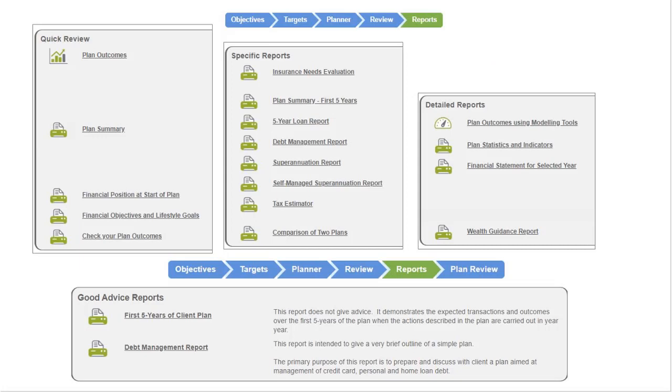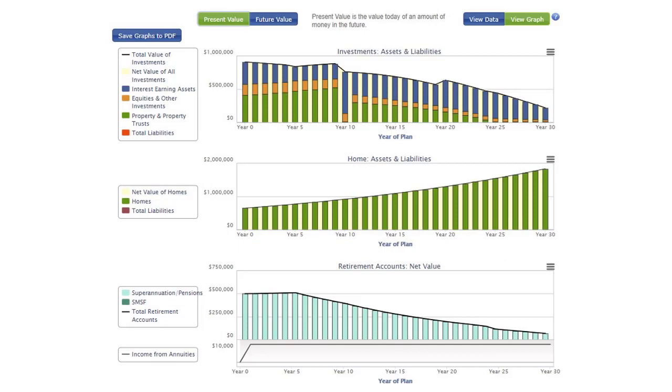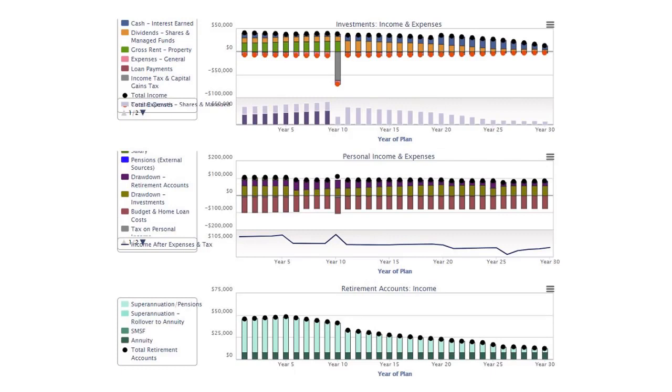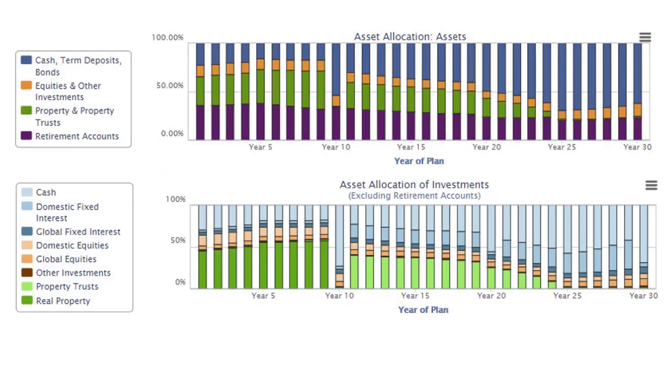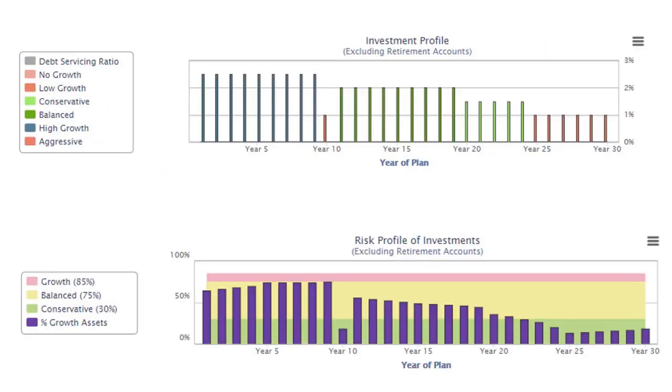On the report chevron, there are three main categories. The plan outcome report will demonstrate all the results of your plan in both present and future value. Here is a sample of the graphs. Assets and liabilities, income and expenses, return on investments, asset allocation in several formats, investment profile, and risk profile, which shows the percentage of growth assets. Note how over the length of the plan the percentage of growth assets is decreasing.